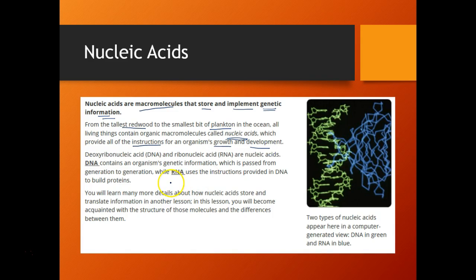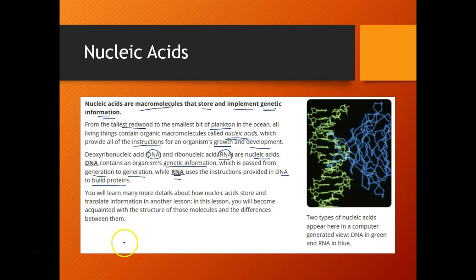So deoxyribonucleic acid, which is DNA, and ribonucleic acid, which is RNA, are nucleic acids. Those are the two different types that we'll be talking about today. DNA contains an organism's genetic information that it's passed on from generation to generation. It's the permanent copy of an organism's genes. Whereas RNA uses the instructions from DNA and allows other parts of the cells to get access on how to build proteins.